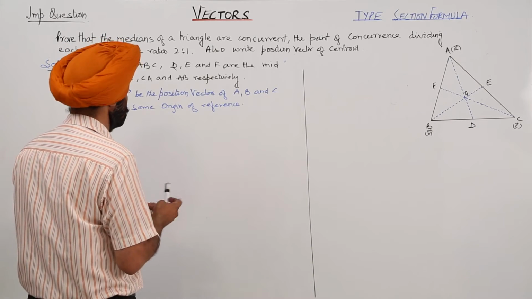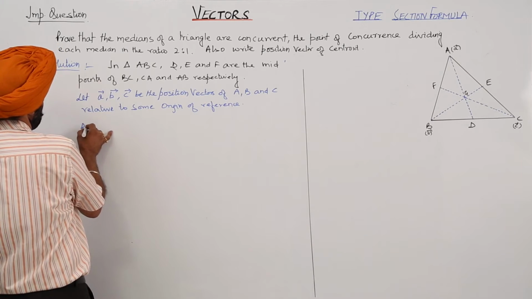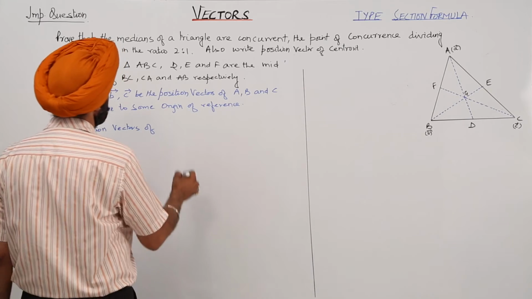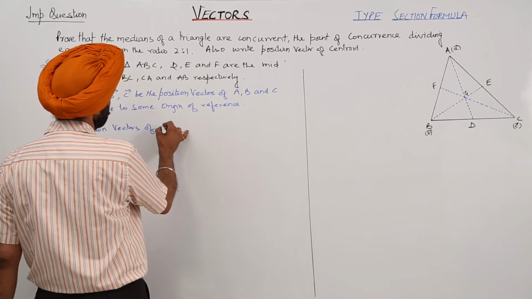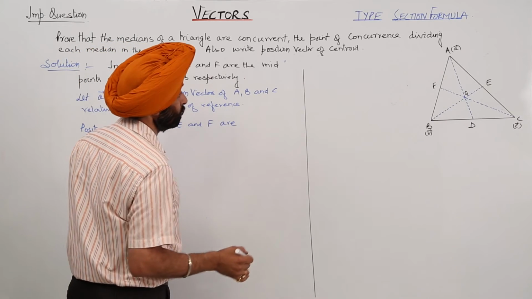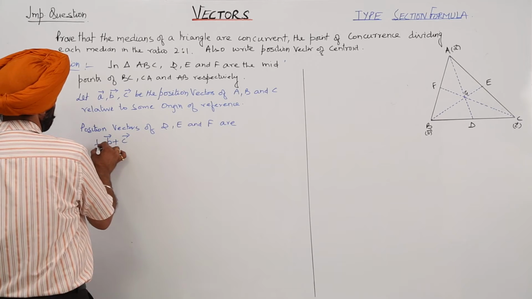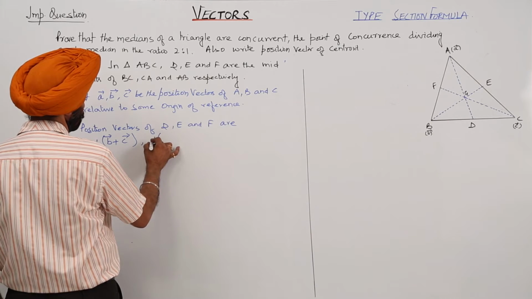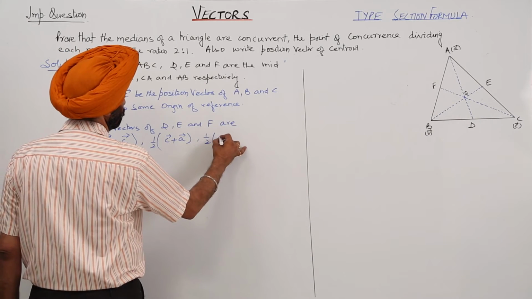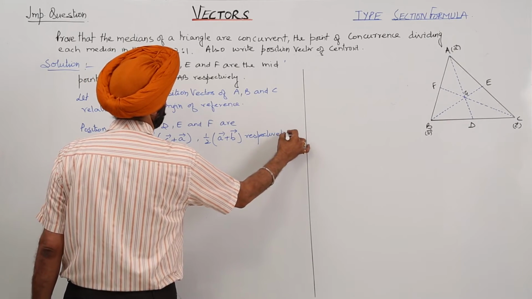Now, the position vectors of D, E and F are, for D, vector B plus vector C, for E, and for F, respectively.